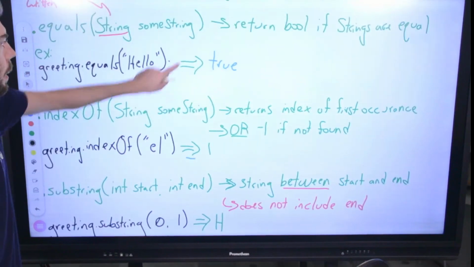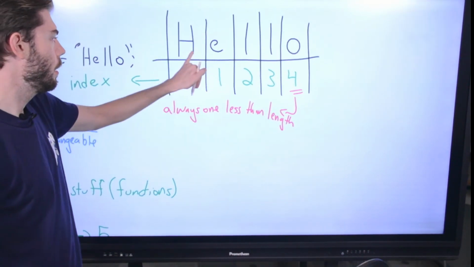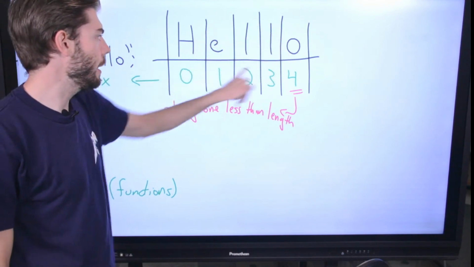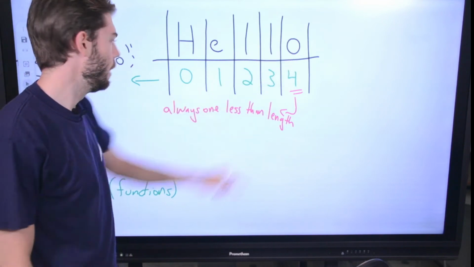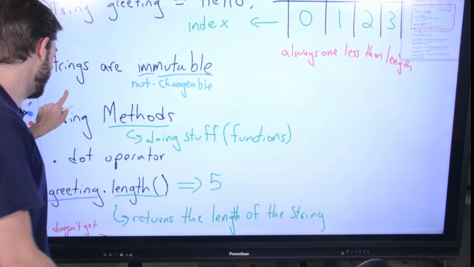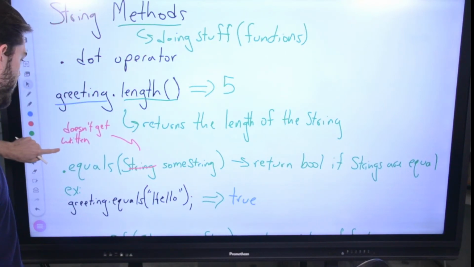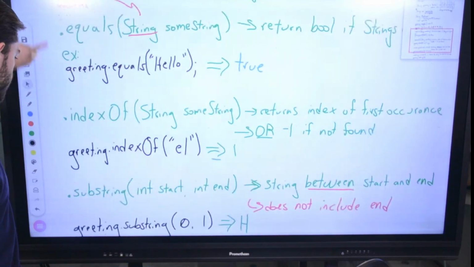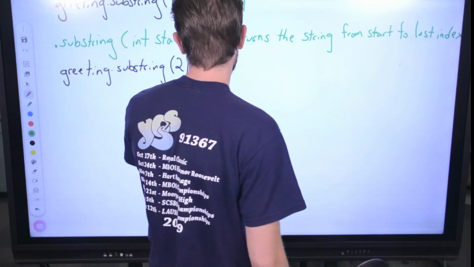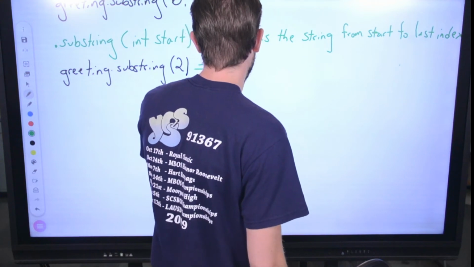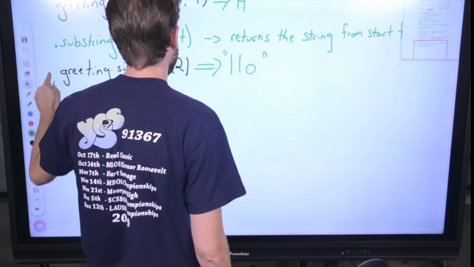Let's take a look at our greeting here. And index 2 is L, so it's going to be L, L, and O. So that's what my return value will be. So this will return for me L, L, O. I should put quotes on that H as well.